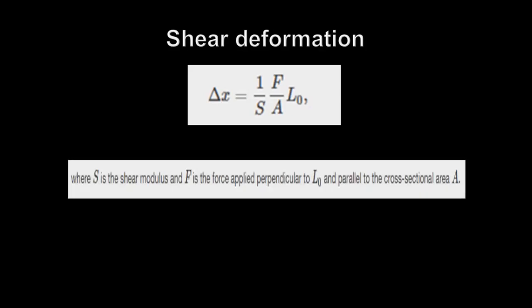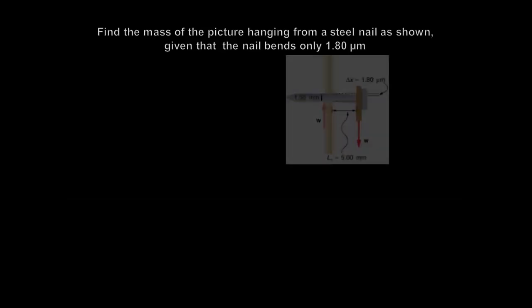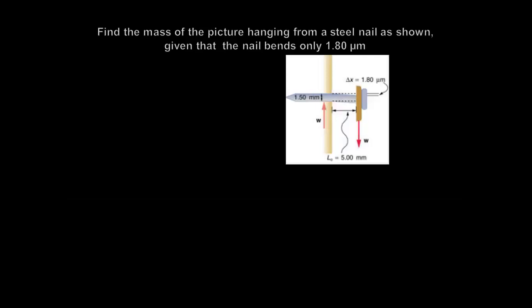where S is the shear modulus and F is the force applied perpendicularly to the original length and parallel to the cross-sectional area A. Find the mass of the picture hanging from a steel nail as shown, given that the nail bends only at 1.8 micrometer.